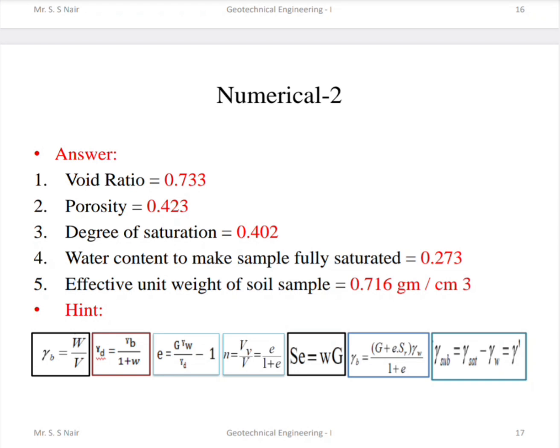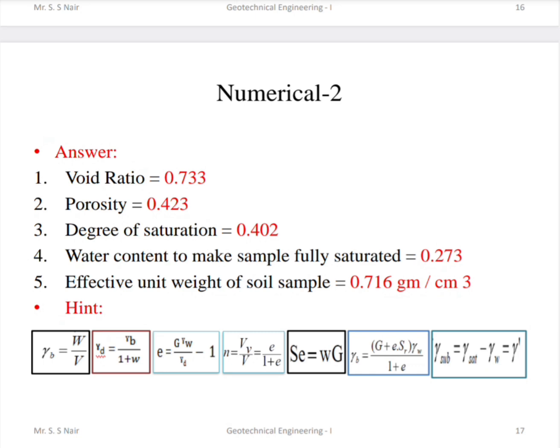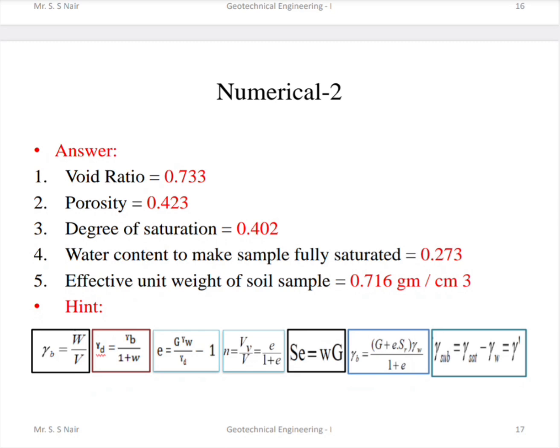Then we will be able to find the porosity, that is E divided by 1 plus E. Then we will be able to find the degree of saturation, that is S R E equal to w G. Then we will be able to find the water content to make the sample fully saturated, gamma D equal to (G plus E S R) gamma W divided by 1 plus E. Then we can find the unit weight of the soil sample using the bulk density, that is the saturated density minus the unit weight of water, which gives you the submerged density of any particle.